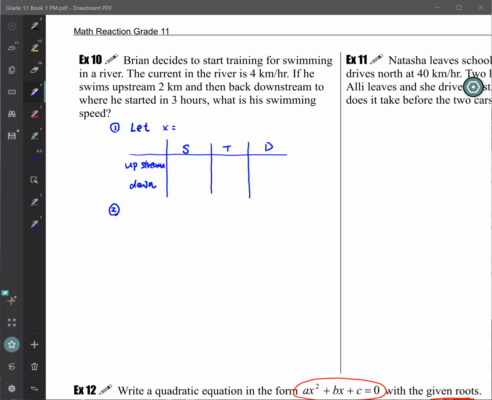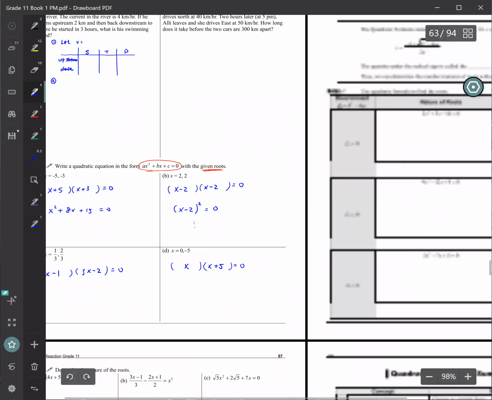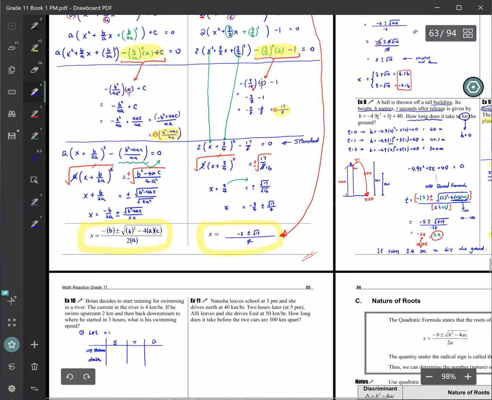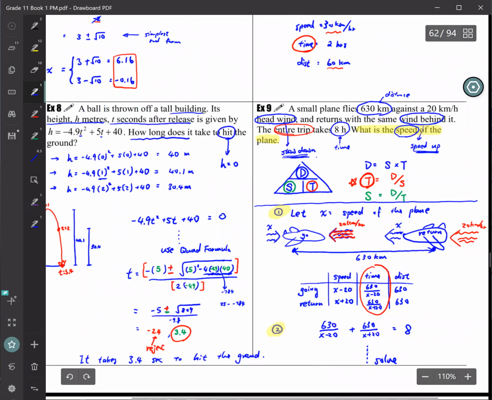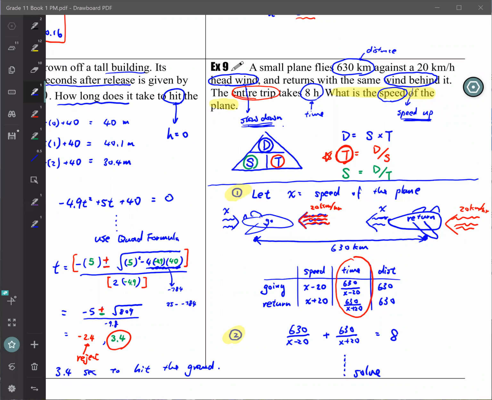Can you go back to the notes for question 9? Okay. Yeah, make sure you copy down good notes for this one. Yeah, it's okay, Evan.